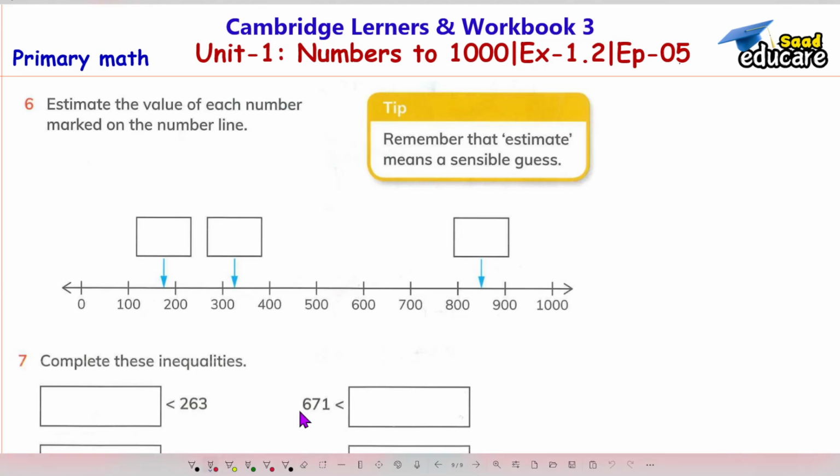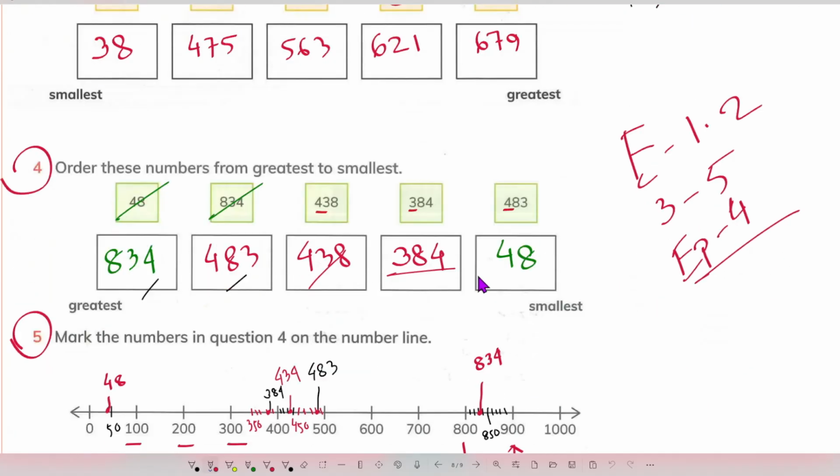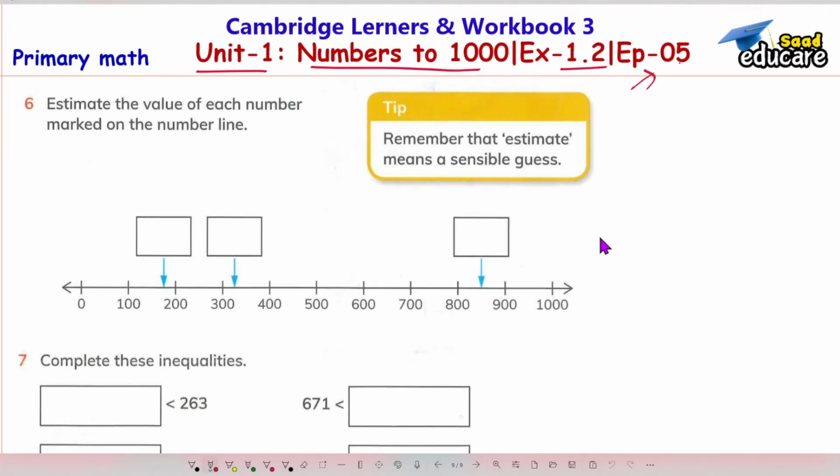We are starting episode 5 of Unit 1, Numbers to 1000, exercise 1.2, and we are following the Cambridge Learner's Book 3. Let's start. Last video we already saw how to order numbers from smallest to greatest and greatest to smallest, and we also discussed the number line a little. In this video we start estimating the value of a number marked on the number line.